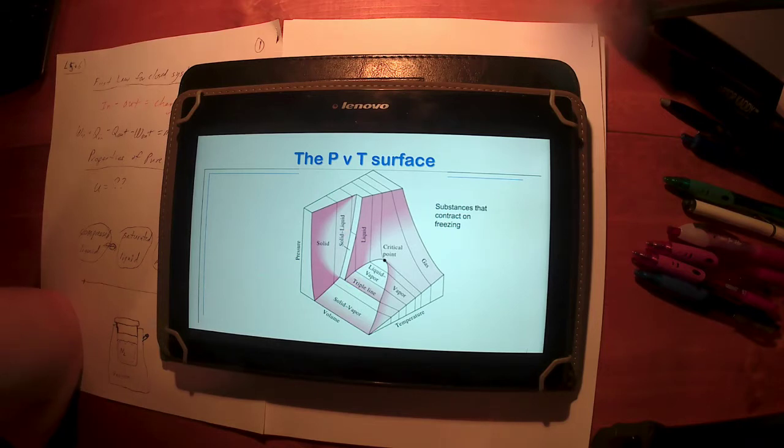This is what, if we combine those 3 graphs, the pressure versus volume, the temperature versus volume, and the pressure-temperature graphs, we combine them all 3, you get a 3-dimensional view. And this would be the PVT surface for substances that contract on freezing. Again, water expands on freezing, so it looks a little different.